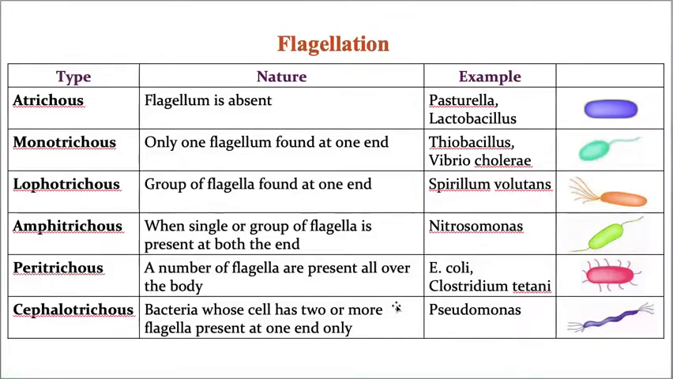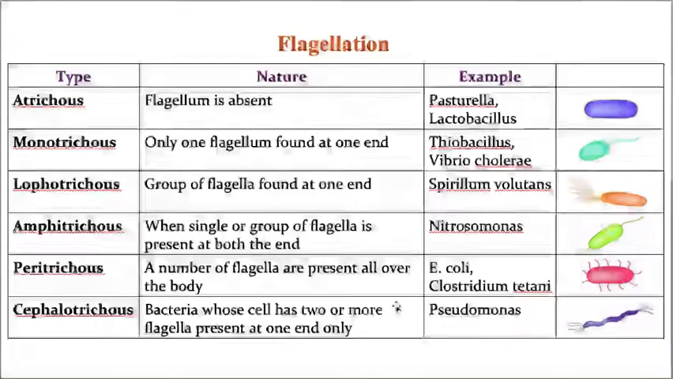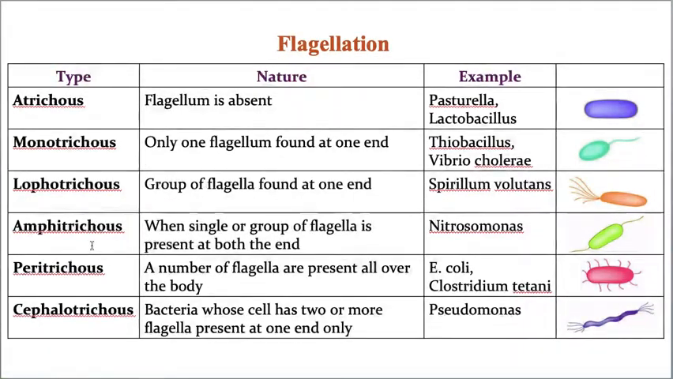Now flagellation, that means how many types of arrangements of flagella are there in prokaryotes. Let us see. Some bacteria don't have flagella at all. If flagella are completely absent, then that is called atrichous bacteria. Atrichous: a single flagellum is also not there, that's why it is called atrichous. What is the best example?